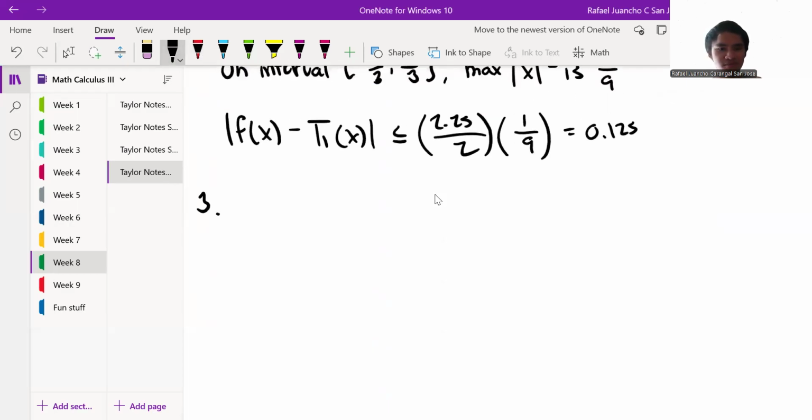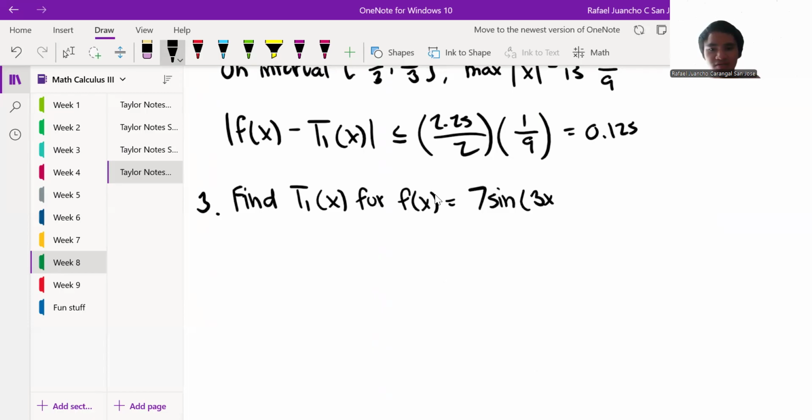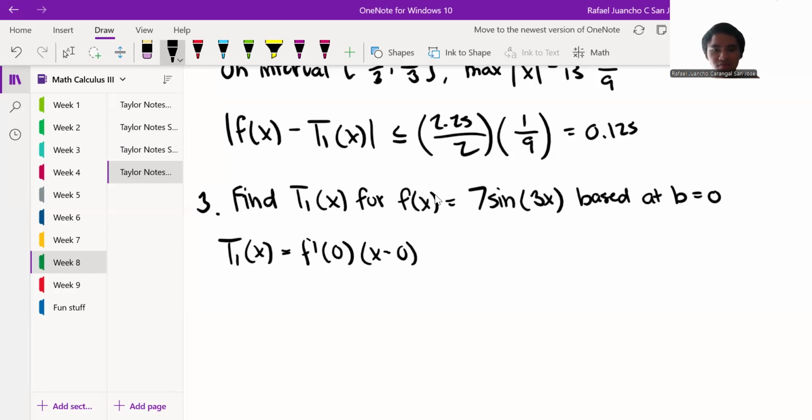Okay, number 3. So here again, we find the first Taylor polynomial for some function f of x, which is equal to 7 sine 3x based at b equals 0. So we have f prime of 0 times x minus 0 plus f of 0.